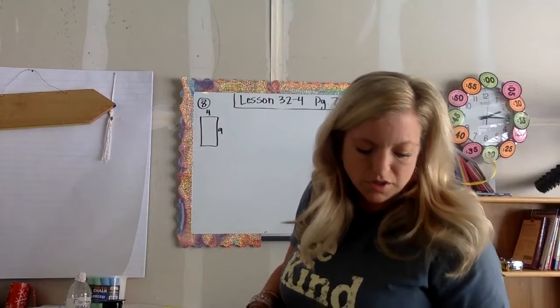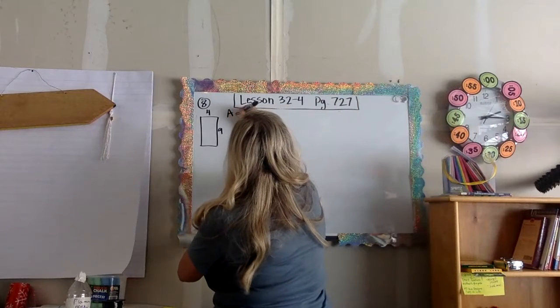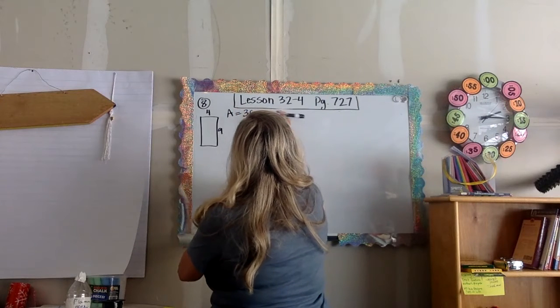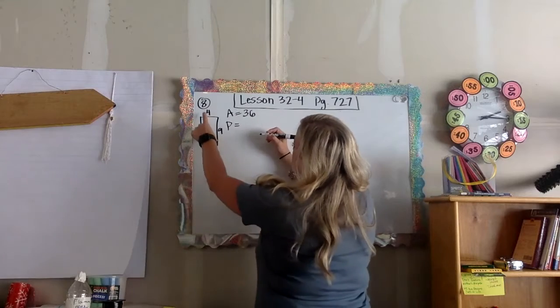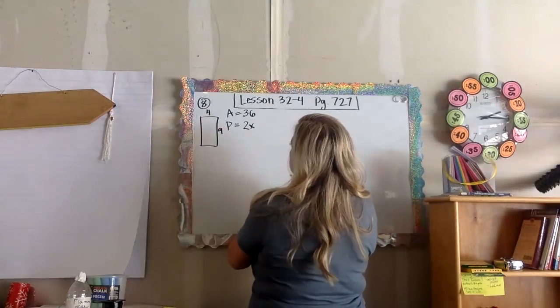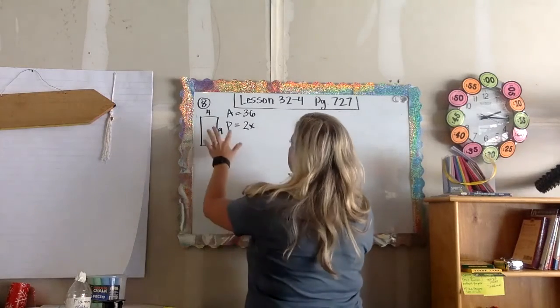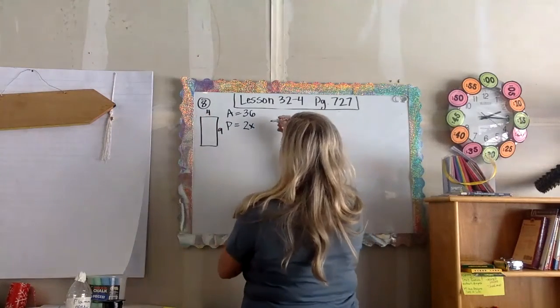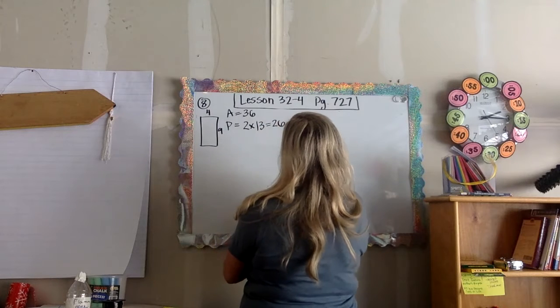So the area of the rug is 9 times 4. 9 times 4 is 36. The perimeter of this rug is 2 times (9 plus 4). So 2 times (9 plus 4), I have 9 plus 4 is 13. 2 times 13 is 26.